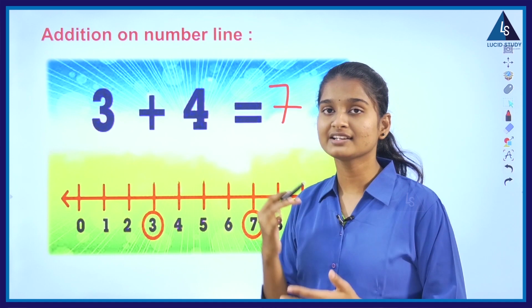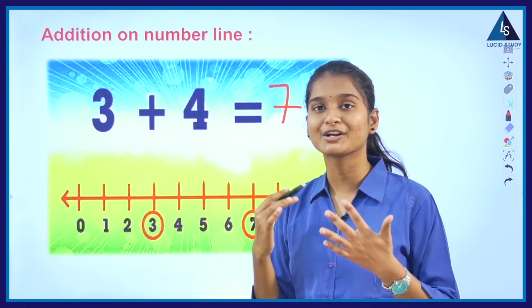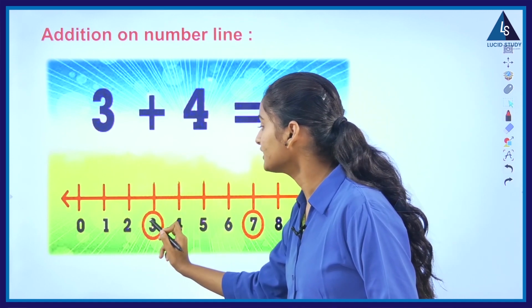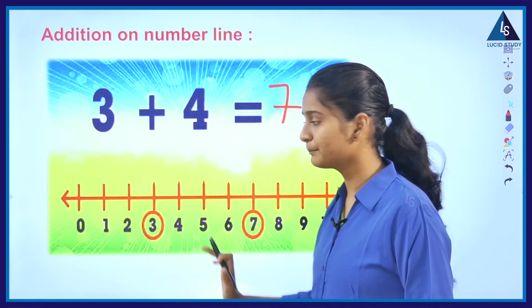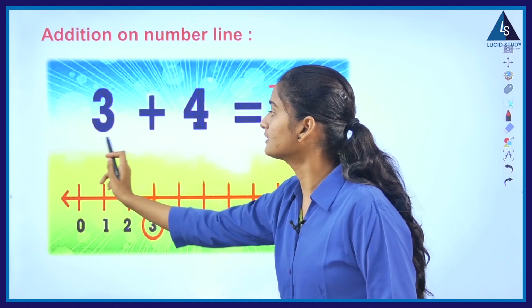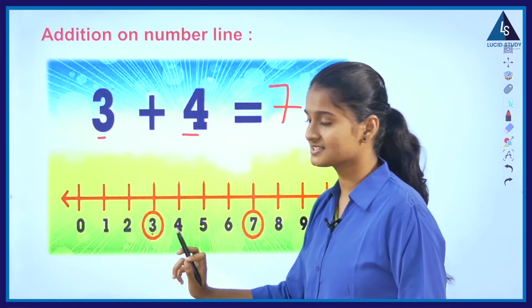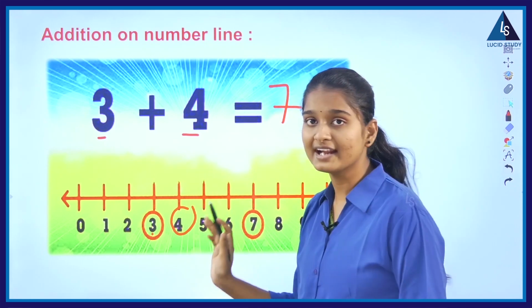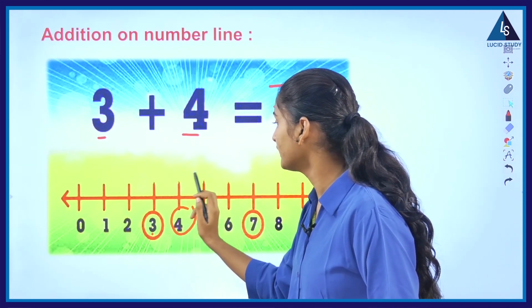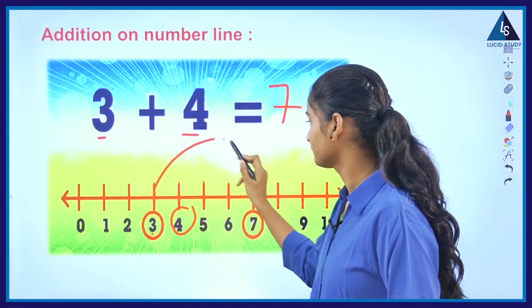Now we will learn how to represent this addition on the number line. Starting with 0, draw the number line and label it with numbers. As you can see here, 3 plus 4. 3 is here and 4 is here. So when we add 3 to 4, that is nothing but 1, 2, 3, 4.